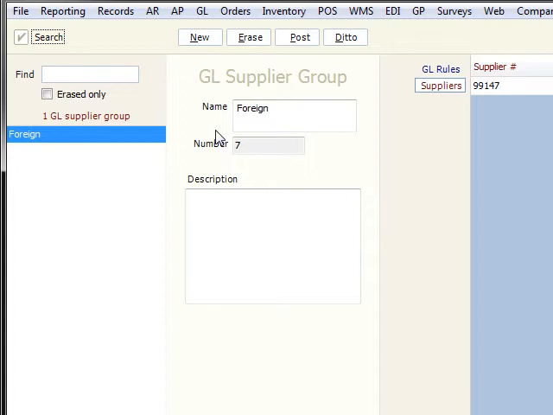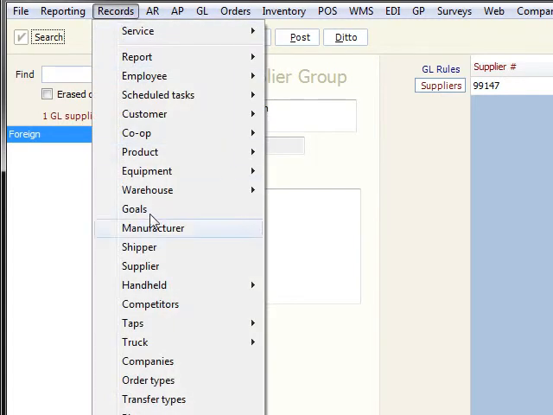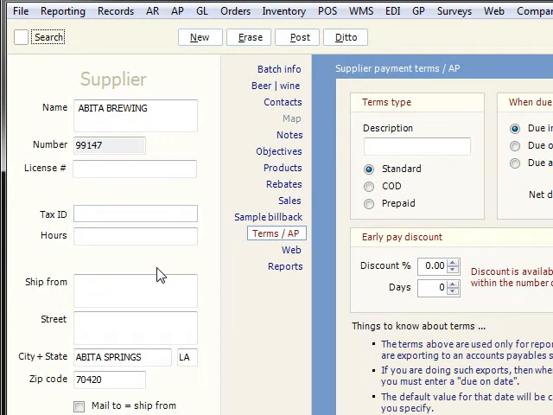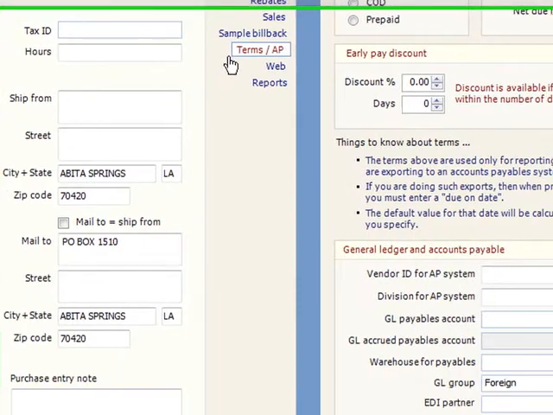If so, then you would set up a supplier group for domestic and foreign suppliers, or any other type of supplier that you would differentiate between in your general ledger. Once the supplier group records have been added to eoStar, they are assigned to the appropriate suppliers in the Supplier Records, found under Records, Supplier, and on the Terms panel you will find the GL Group field.